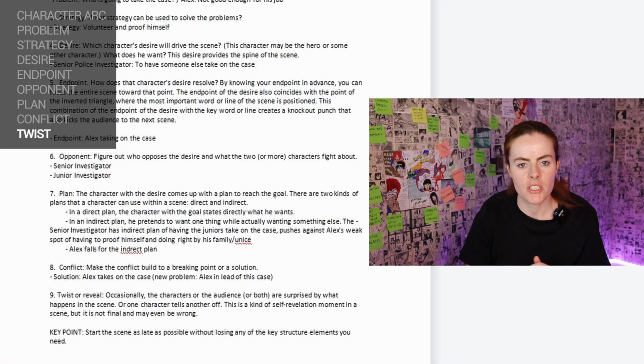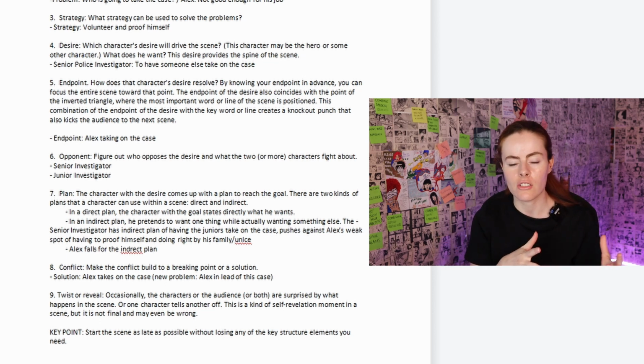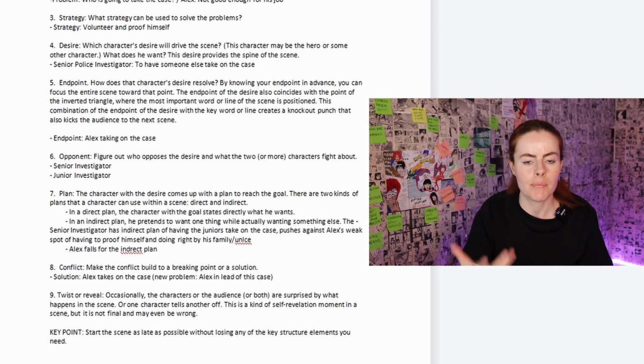Alex's new problem. And then the 9th step sounds a bit optional, so that's where occasionally you have a twist or a reveal where one character tells another off and reveals something about themselves, or a twist event happens, stuff like that. So that's not necessarily in there always. It depends on your story and if it fits.